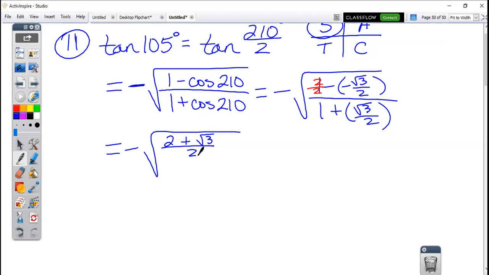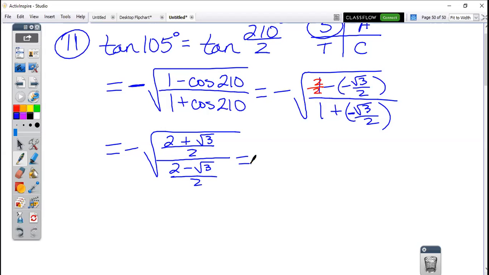Does everybody understand where I'm getting the plus? Negative times a negative is a positive. All right. Divided by, on the bottom, I did forget the negative here. Sorry about that. On the bottom, it'll be the same thing, but it'll be what? Minus. Okay, so 2 minus the square root of 3 over 2.